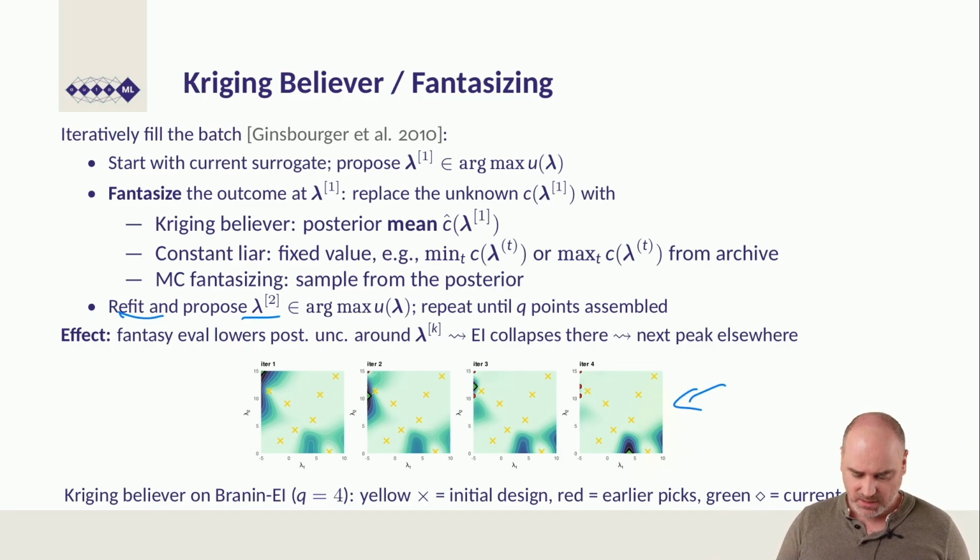So you can see again the EI landscape on the Brownian function with the same training points that we looked at before. And you can see now in iteration 1, we get this point here by regular EI maximization. Then the red guys are what we have constructed in the batch already, and the green guy is what we're currently generating in this loop of Kriging Believer or fantasizing. I'm actually doing the Kriging Believer version here. And then we get another value here, and then we get another value here, and I would call that a nicely diverse exploration of the EI landscape.